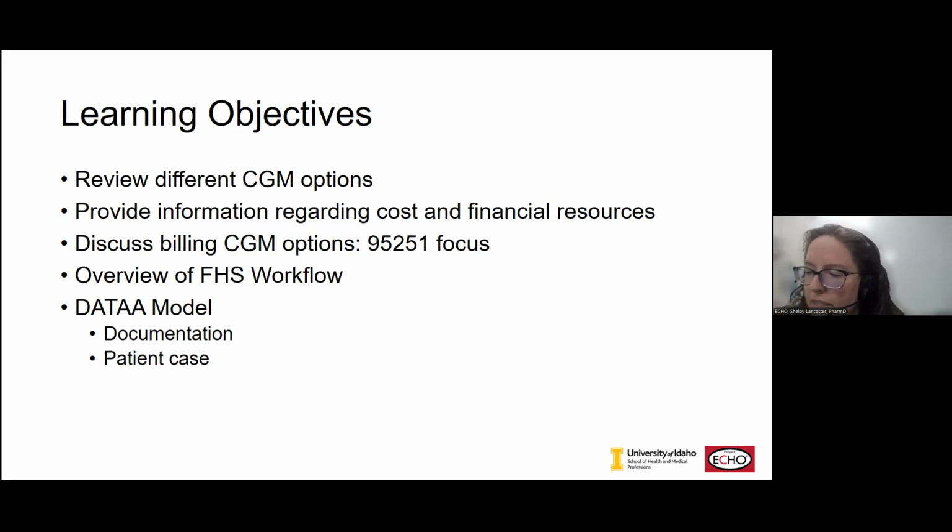Today, we're going to review different types of CGM options, looking at cost and financial resources. I do have a resources page available for you to access, as there are a lot of websites that you can go to from there. We'll also talk about some CGM billing options, specifically the 95251 billing code. We'll also talk about Family Health Services workflow and look at the data model for data interpretation for CGMs. We'll review that documentation and talk about a patient case.